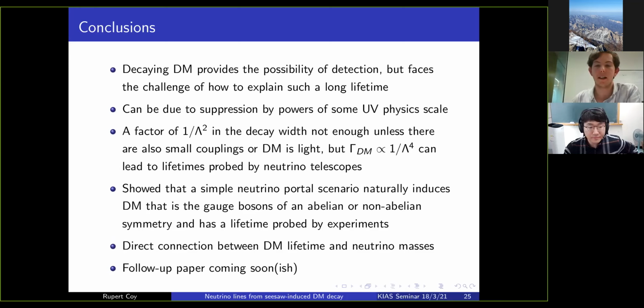So that's everything I want to say about this model. But to summarize, because there's been a few things that I've said, the starting point, the motivation, is that decaying dark matter is a really nice scenario because you open up a new way of discovering dark matter. But of course, you have this challenge of explaining such a long lifetime. And the most natural way to do it, perhaps, is to introduce some UV physics scale which destabilizes it. In particular, some effective dimension 5 operator is generally not enough unless the dark matter is very light or unless you have some very small coupling.